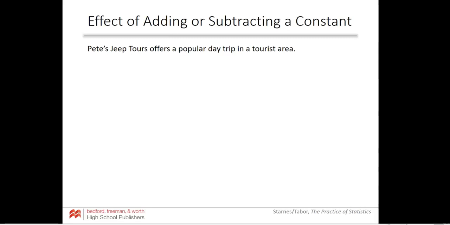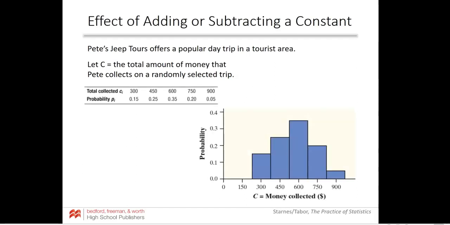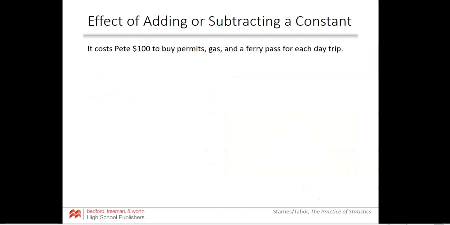So PhD Tours, you're familiar with that example here. They offered a day trip. C is the total amount of money that they collect for the trip, right? And we've seen this data before. It costs Pete $100 to buy permits and pay for gas and a ferry pass for each trip, so it really doesn't matter if you have 2 or 6 people on the trip. The cost for him is $100 every time. It's just the same cost every time.